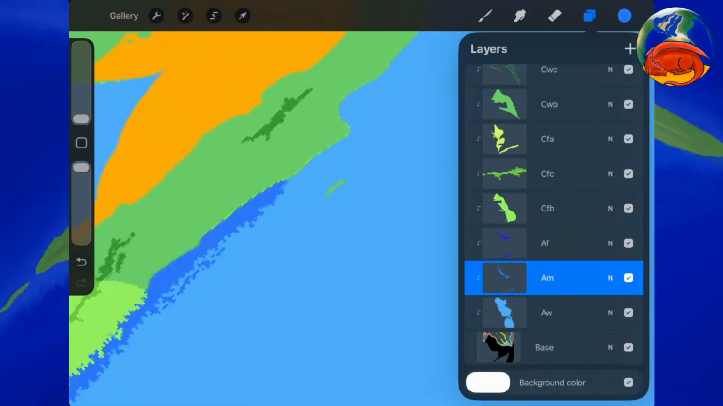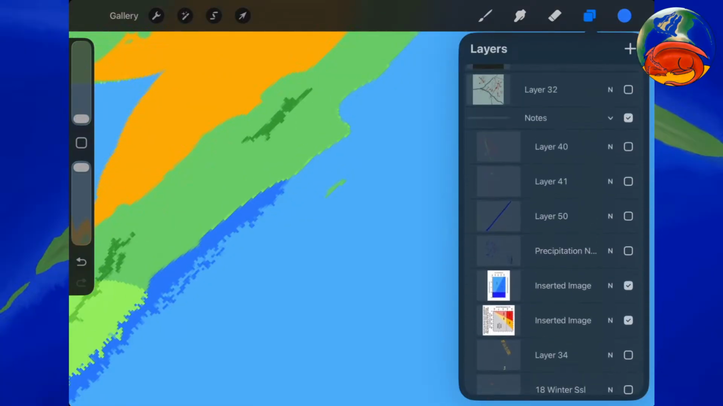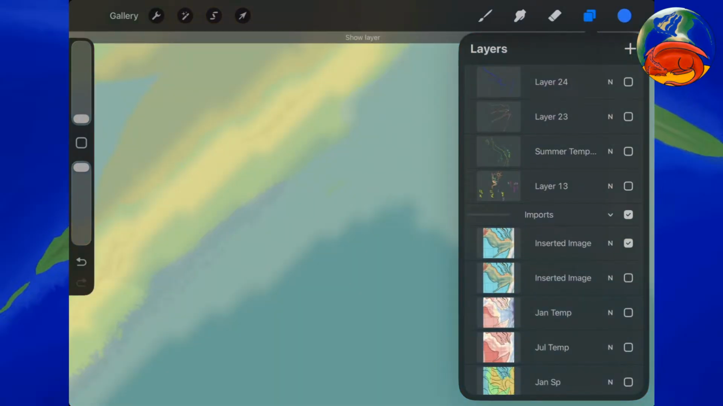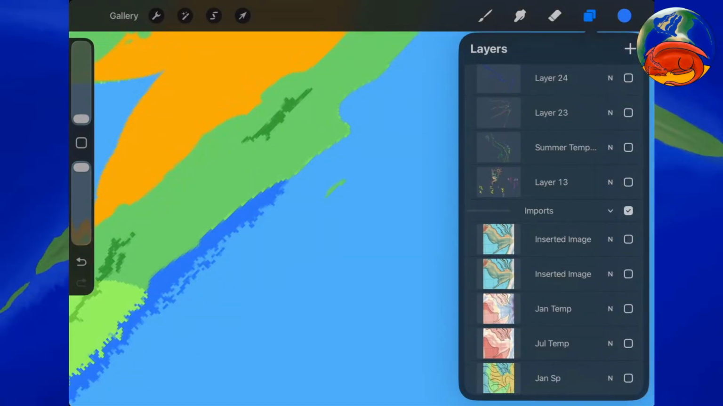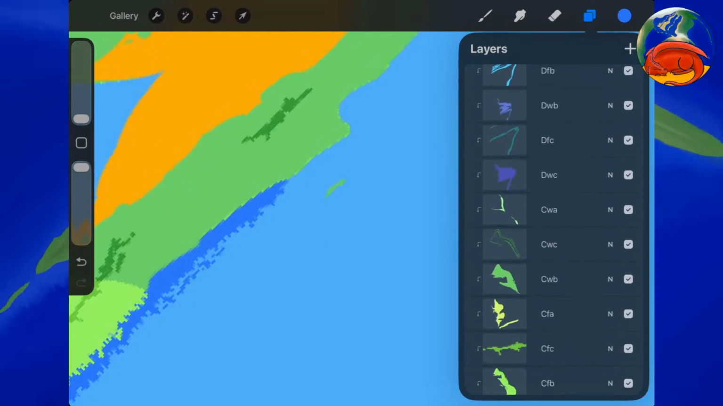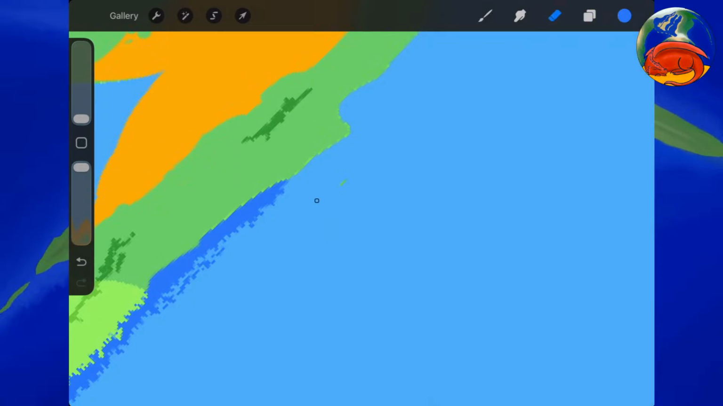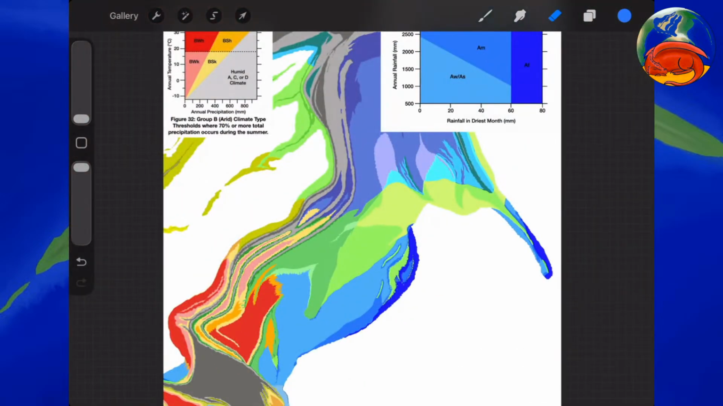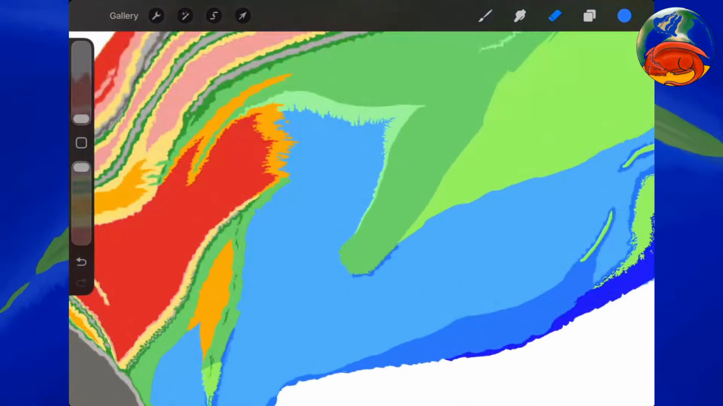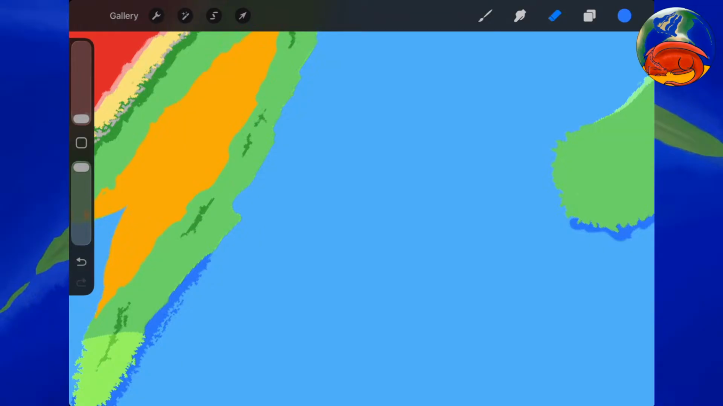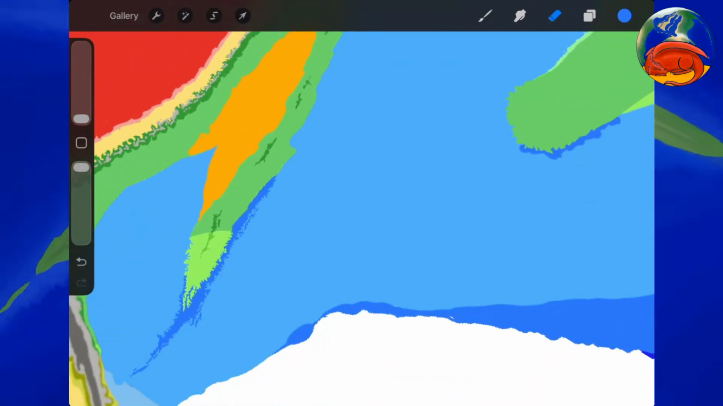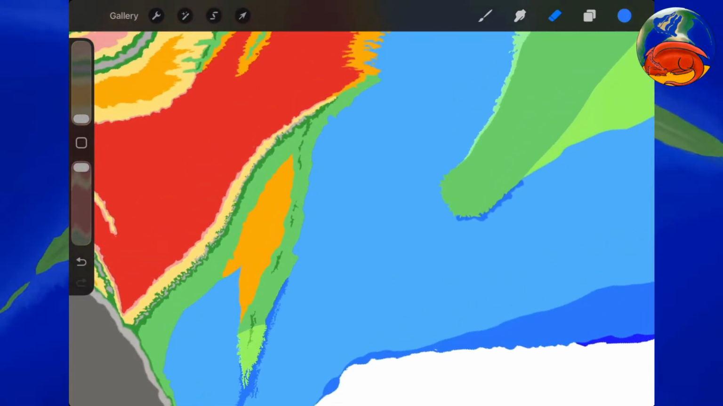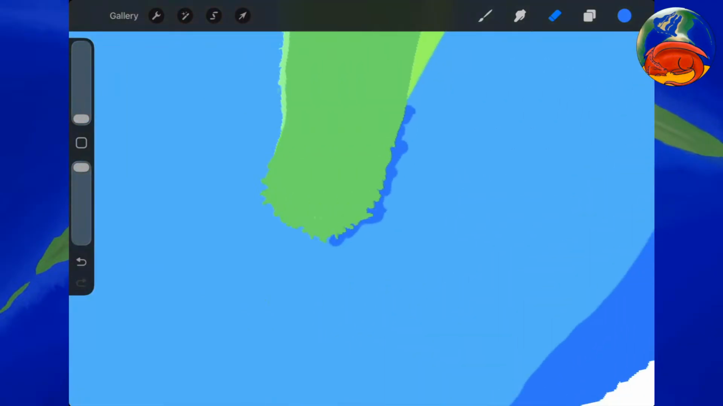What's going on here? I think that was a mistake. There we go. That's nice. And at a later point, I'll probably go in and clean up the whole thing there. It's not really necessary at this point, though.